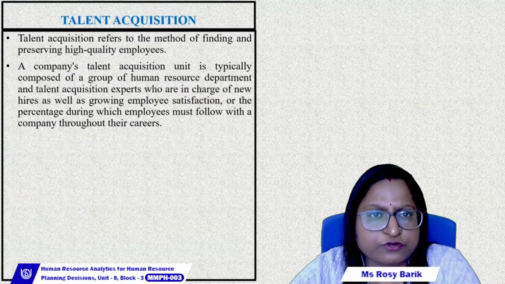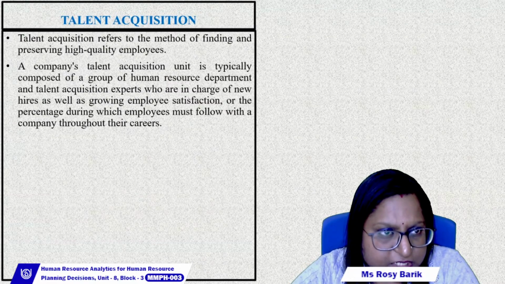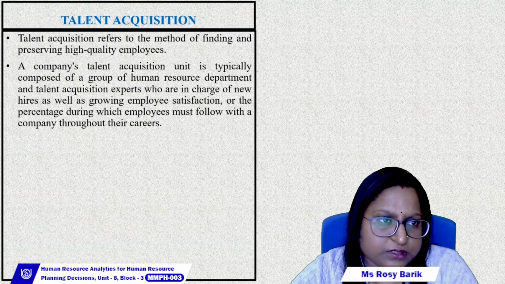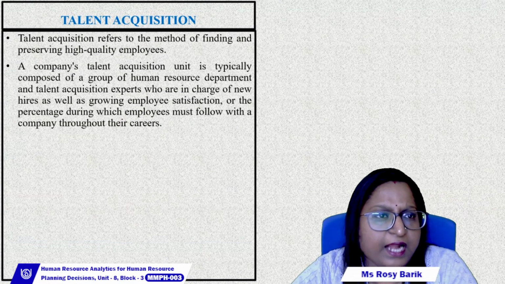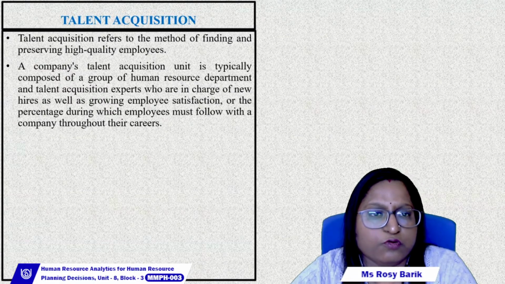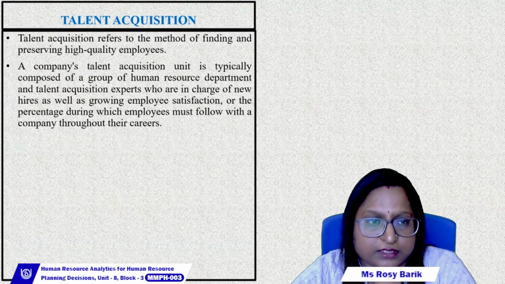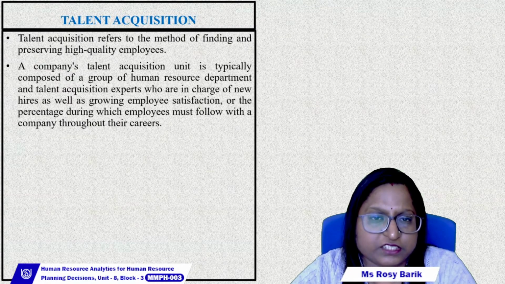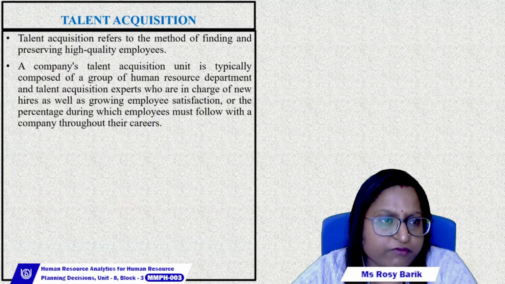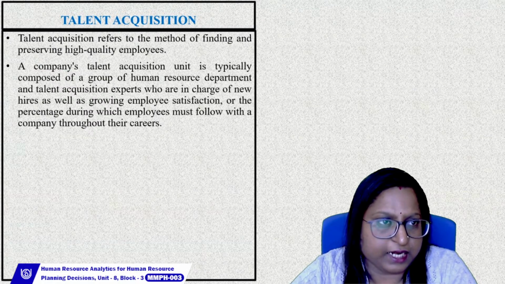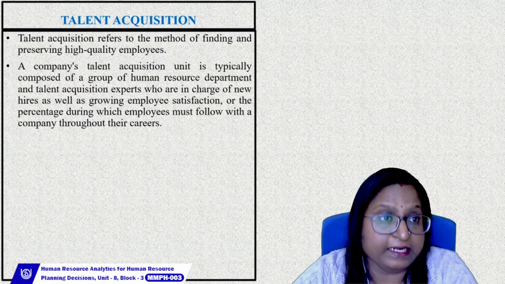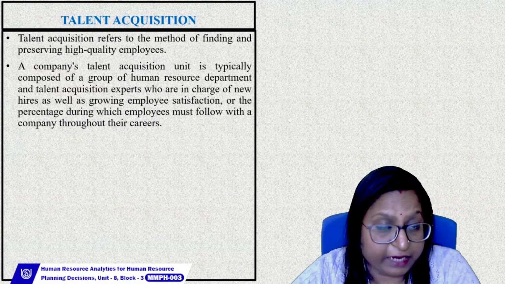Talent acquisition refers to the method of finding and preserving high quality employees. The company's talent acquisition unit is typically composed of a group from the human resource department and talent acquisition experts who are in charge of new hires as well as growing employee satisfaction, or the percentage of employees who stay with the company throughout their careers. So, talent acquisition refers to the method of finding and preserving high quality employees.